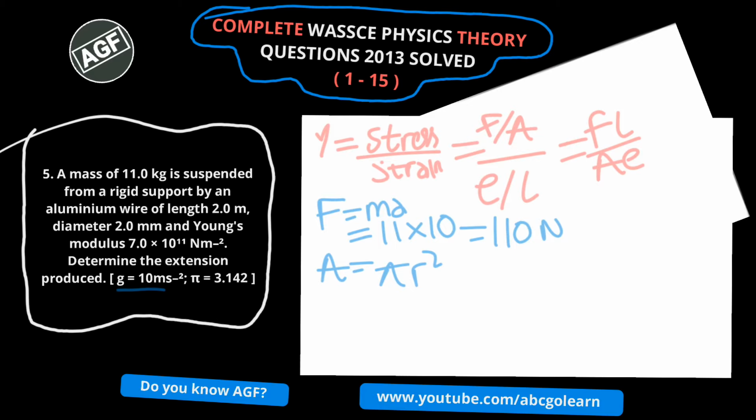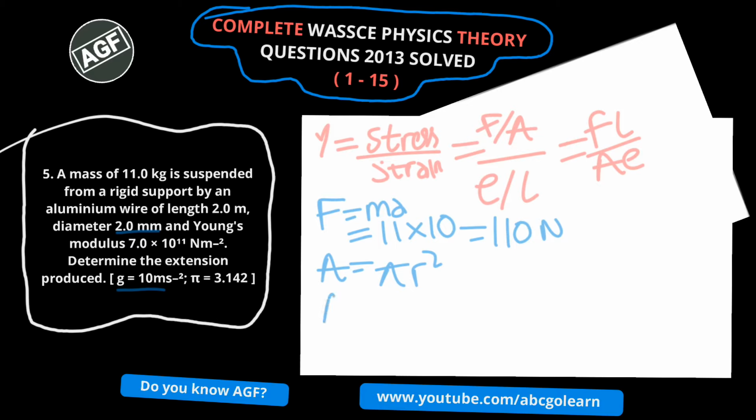And what is the radius? We're actually given the diameter here, so to get the radius, we have to divide the diameter by 2. So we have 2 millimeters here, right? So we can divide it by 2 to get the radius, and the radius will be 1 millimeter. After that, don't forget we have to convert that 1 millimeter to meters. Do you understand?